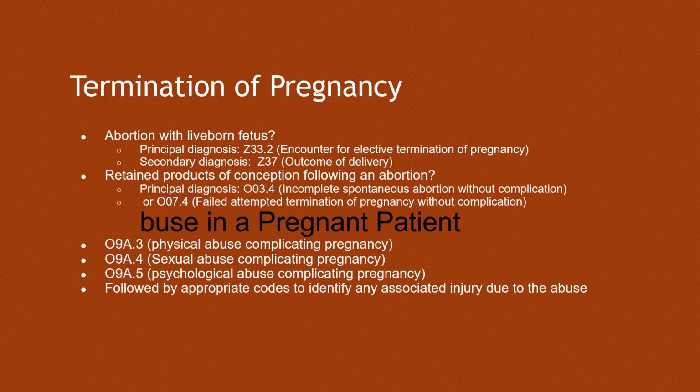Abuse in a pregnant patient also has codes within Chapter 15. There are codes that indicate whether the abuse is physical, sexual, or psychological, which is complicating the pregnancy. If you use any of these codes, they should be followed by appropriate codes to identify any associated injury which is due to the abuse.